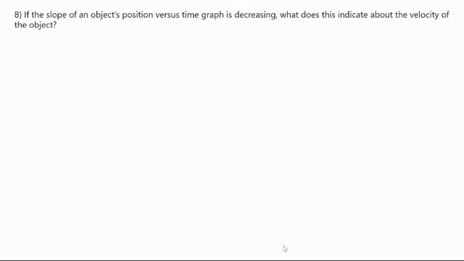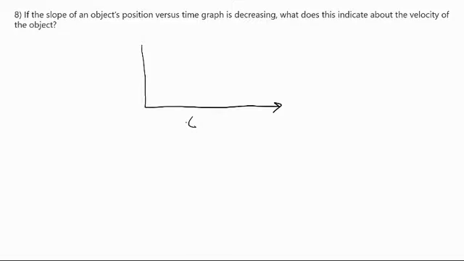If the slope of an object's position versus time graph is decreasing, what does that indicate about the velocity of the object? So let's just sketch this out real quick. I think you know the answer, but I like to sketch it out because it just makes it easier. So I have a position over time.